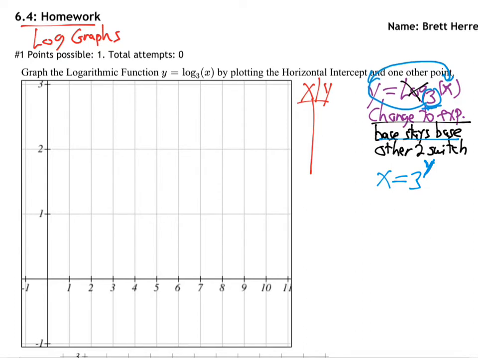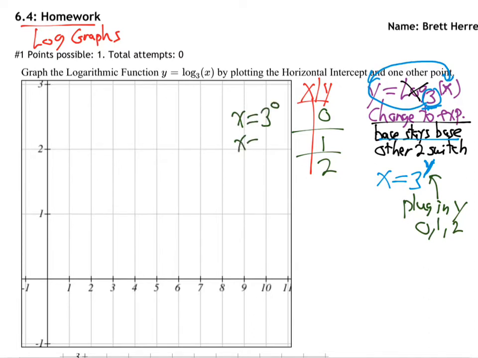Now, when it comes time to make the table, because the y is over here as the power of the 3, we're not going to put in numbers on the x side first. That would not be the easiest way to go. Plug in for y 0, 1, and 2. So put in 0, 1, 2 for the y. And what will the x equal? The x will equal 3 to the 0, the x will equal 3 to the 1, and the x will equal 3 to the 2, right? Plugging in for the y, 0, 1, or 2.